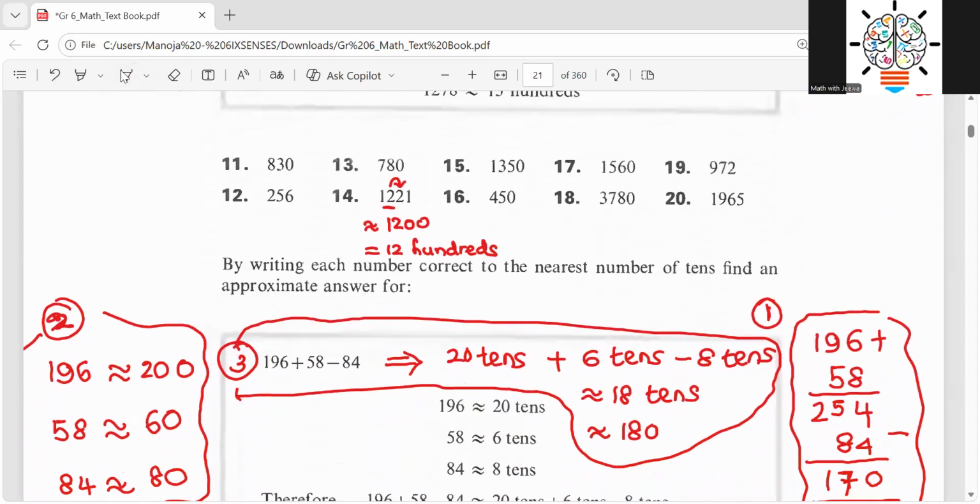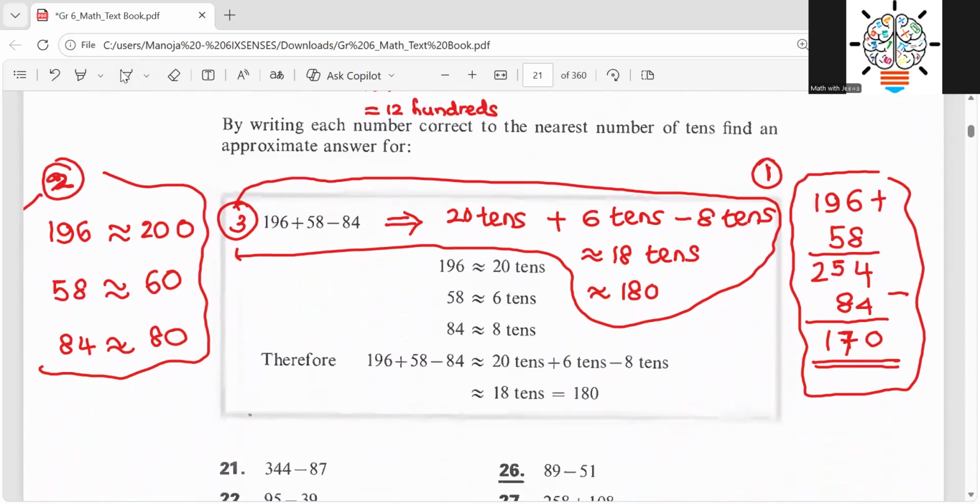So let's say you have something like this. Here I have shown you the steps. The first step is what? Let's say you don't have any approximate scenario. You just want to do this sum. How do you do 196 plus 58 minus 84? You look at step number 1. I have added 196 and 58. The answer is 254. From 254, I have deducted 84. It gives me 170. That is the real answer. But here they have asked me to write the approximate answer.